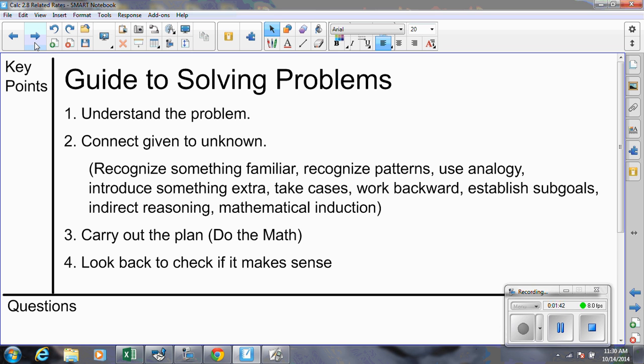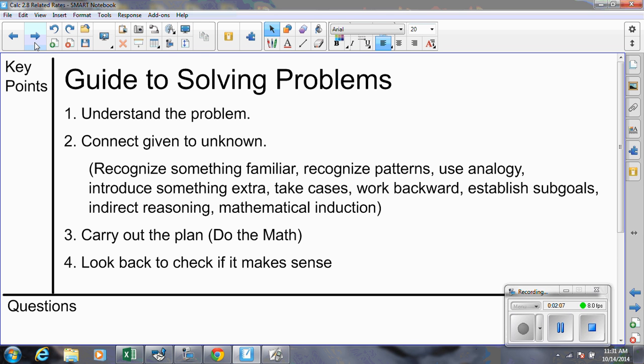The general guide to solving these types of problems, the very first thing you have to do is make sure you understand what's going on. A lot of times, if you can draw a picture, that helps people see things. But you have to understand the problem first, and then you've got to connect the stuff that you're given or the stuff that you're told to the stuff that you don't know.